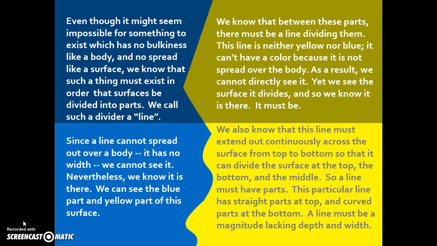As a result, we cannot directly see it. Yet we see the surface it divides, and so we know it is there. It must be. We also know that this line must extend out continuously across the surface from top to bottom so that it can divide the surface at the top, the bottom, and the middle. So a line must have parts. This particular line has straight parts at top and curved parts at the bottom. A line must be a magnitude, therefore, lacking depth and width.